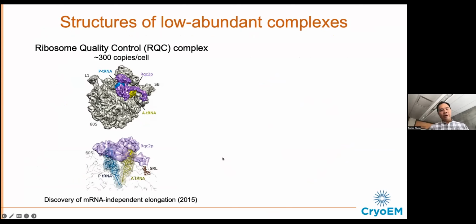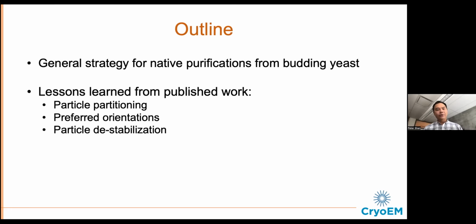I'll start by giving a general overview of how we do our native purifications. We use budding yeast as our favorite model organism. And as many of you can appreciate, being able to purify something is just half the battle when it comes to a cryo-EM project. So most of my time will be spent on sharing the many struggles we've had with our various projects and how we were able to overcome them. My hope is that some of the strategies we've come up with will be helpful as you consider the bottlenecks that you might be facing with your own projects.